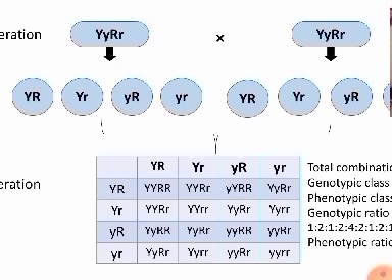yellow round, 3 plants are yellow wrinkle, another 3 plants are green round, and the last one is green wrinkle. So this is the law of independent assortment.